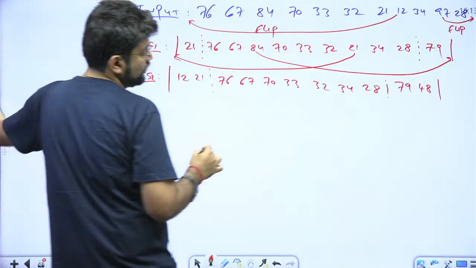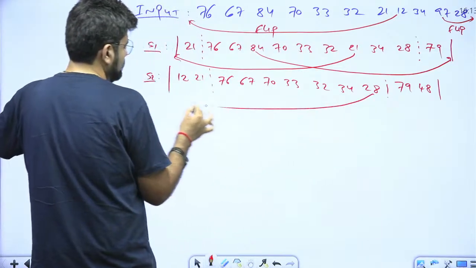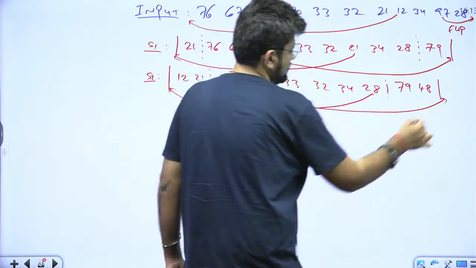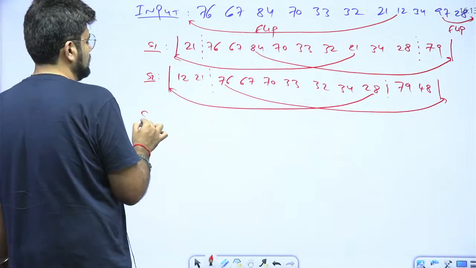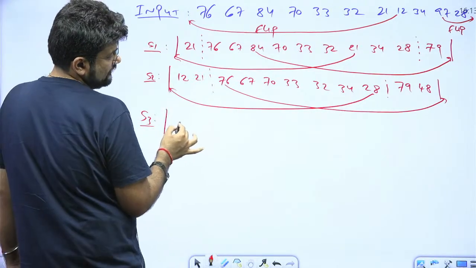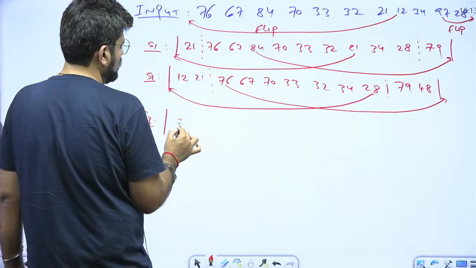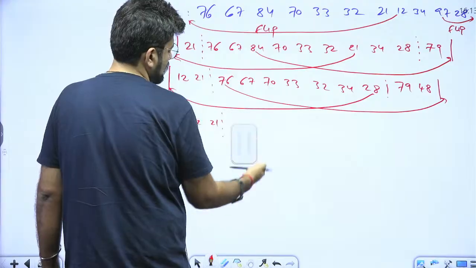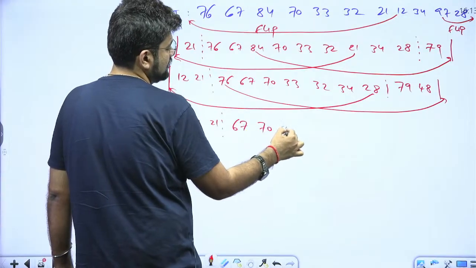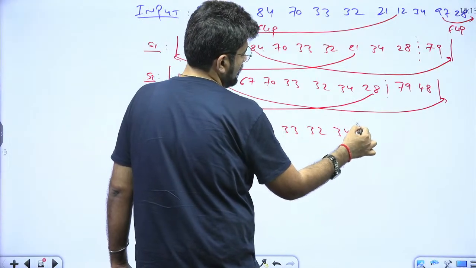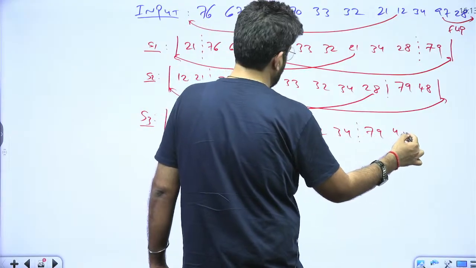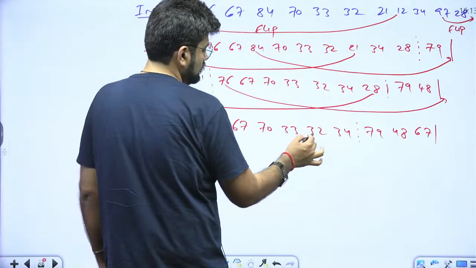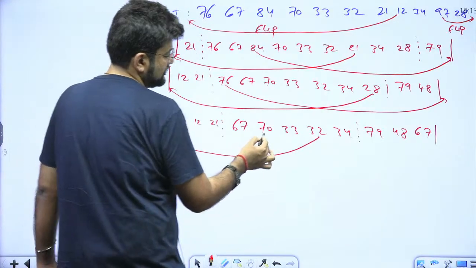So the next smallest number now is 28. 28 will come here. It will become 82. And the next largest number is 76. So 76 will go there and become 67. Okay. So step 3. We have 82, 12, 21, 76, sorry, it's gone. 67, 70, 33, 32, 34, 79, 48, 67. Okay. Next smallest number is 32. So this will go here. The next largest number is 70. So this will go here.